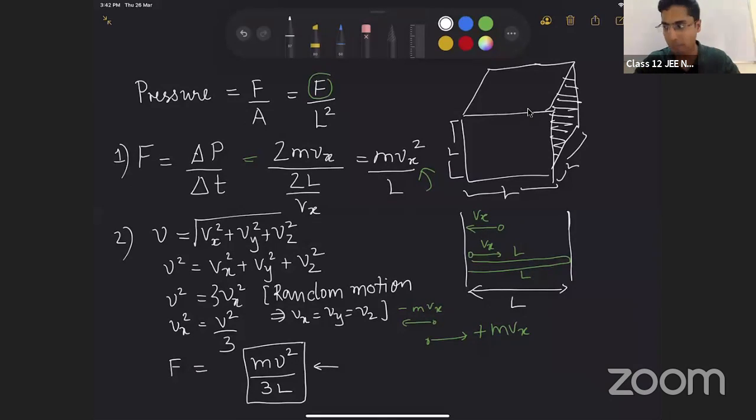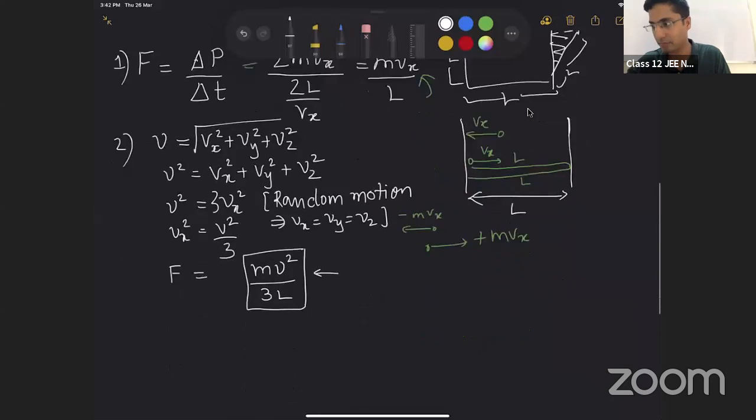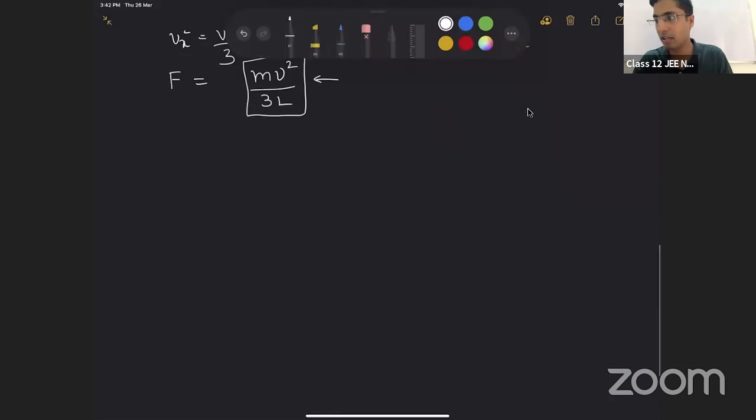Now, I hope this is clear. The first step was force is mvx square by L. The second step was force is mv square by 3L, where v is the total velocity, the sum of the x, y, and z components. I'm just going to move down. The third step, a very important step. What we do in the third step is, if F is mv square by 3L, I can make a small rearrangement.